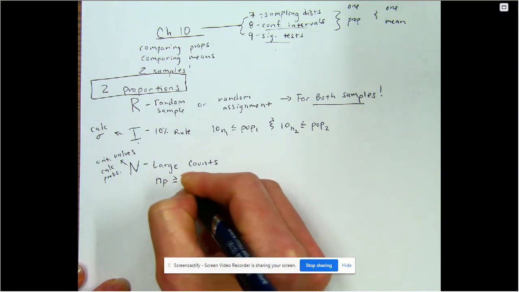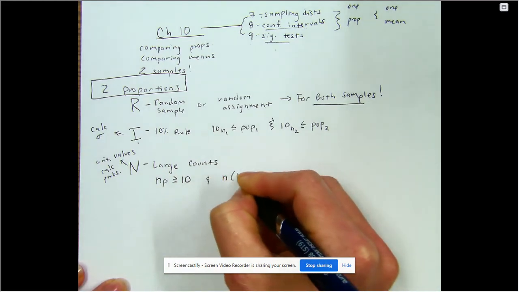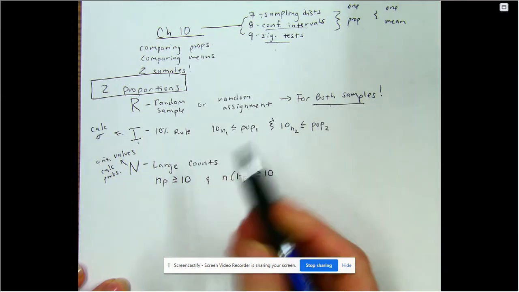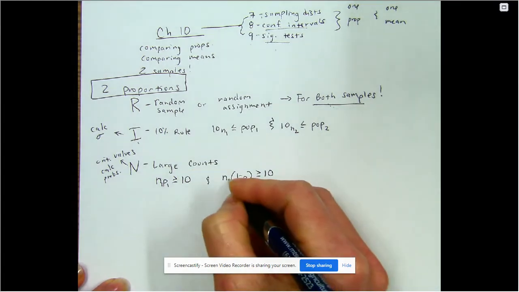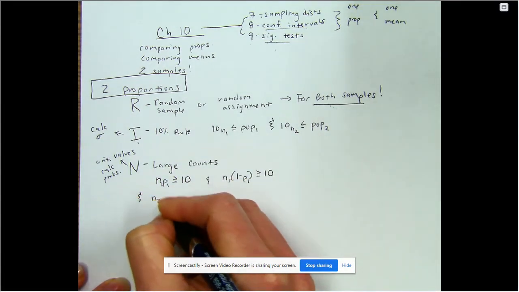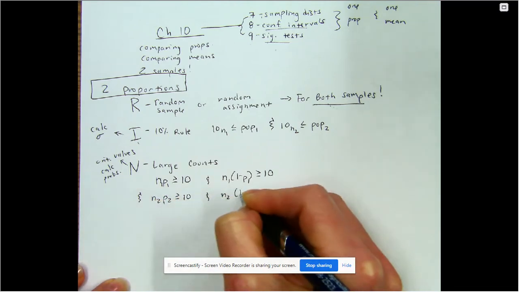np has to be greater than or equal to 10, and it requires at least 10 failures. 1 minus p has to be greater than or equal to 10. But again, I have two samples, so I have to do it twice. I have a sample 1 and a p1, and I have to do it also for my second sample, n2, p2, and my sample size 2.